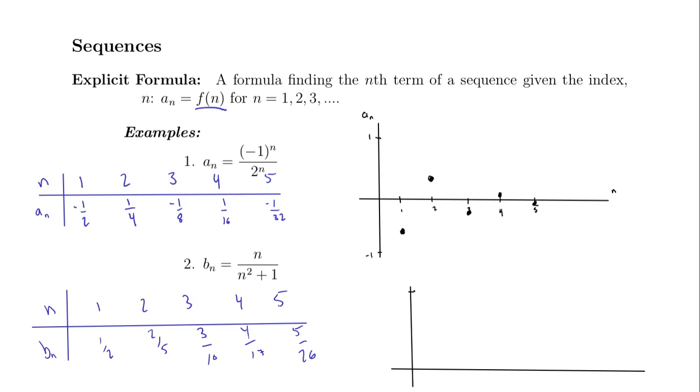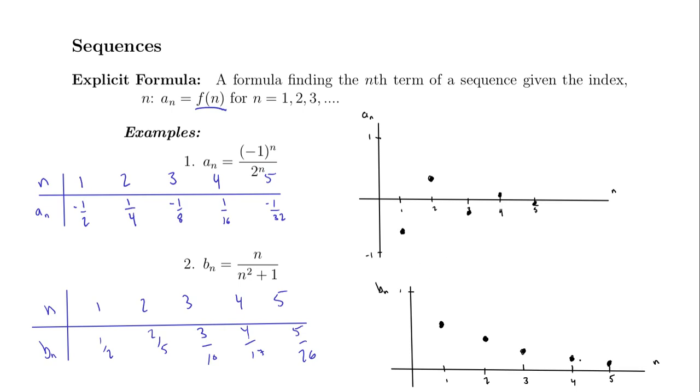So I'll put my 1 up here, and then I've got 1, 2, 3, 4, 5 on my n-axis, and I can go ahead and just plot all these things. There, 2/5. I don't know where these exactly are. I'm just kind of guessing at this point. A little bit bigger than a quarter, right? There, and that's what this looks like.